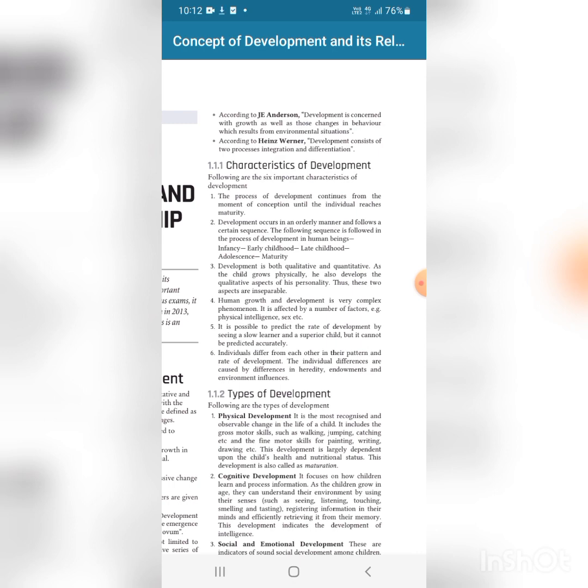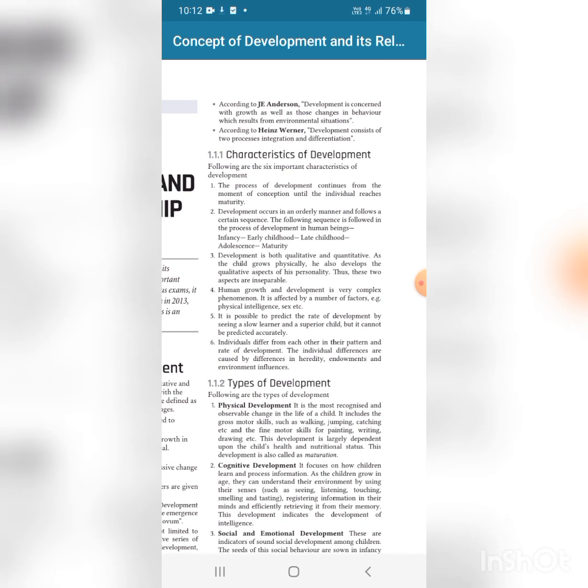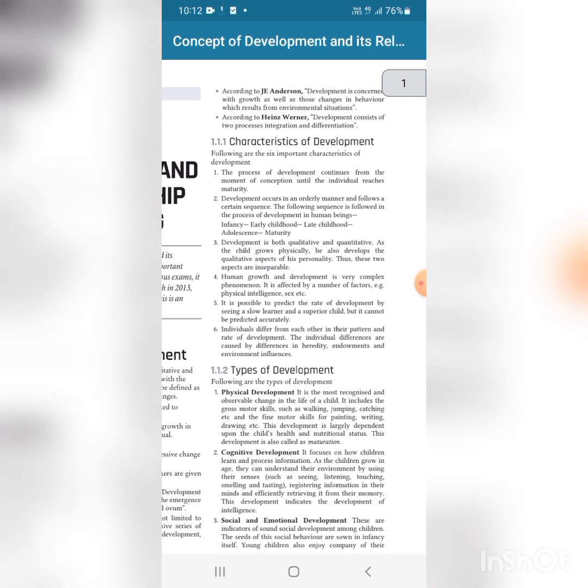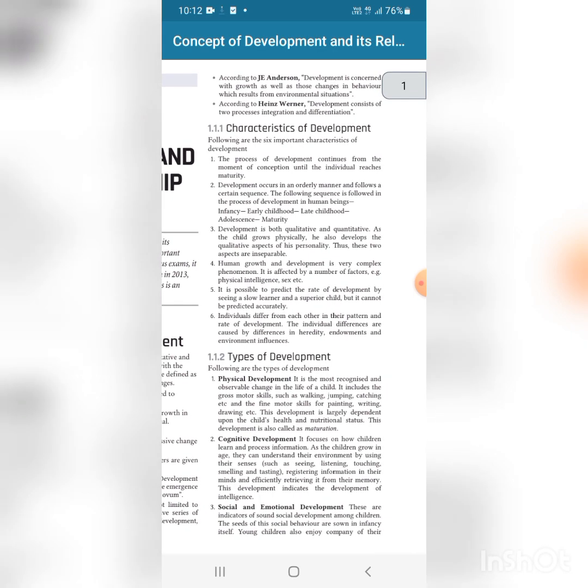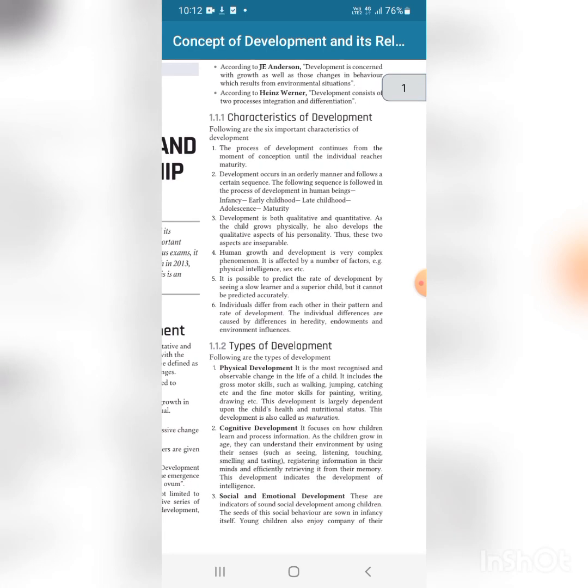And it is possible to predict the rate of development by seeing a slow learner and a superior child, but it cannot be predicted accurately. Individuals differ from each other in their pattern and rate of development, which means development is different for different individuals, and the pattern differs as well. And factors affecting individual differences are heredity, endowments, which means God-gifted or nature-gifted phenomena, and environmental factors.